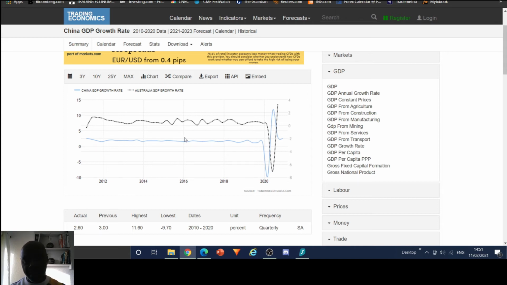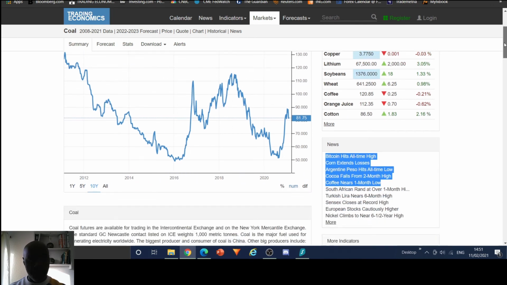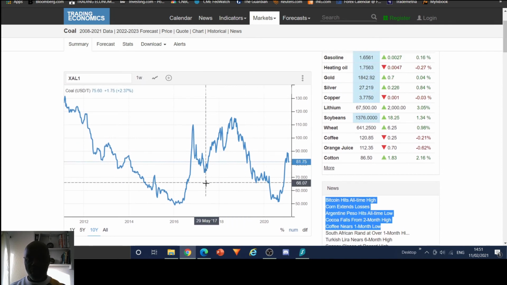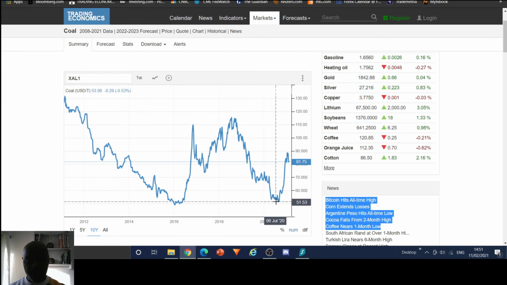So what does that mean for Australia? What does that mean for coal? And what does that mean for iron ore being purchased from Australia? Well, if I go now onto Trading Economics, what I have here is a weekly chart of coal. Let me just pull that down a bit. This is a weekly chart of coal since 2012 also. And what we're interested in is, look at this.